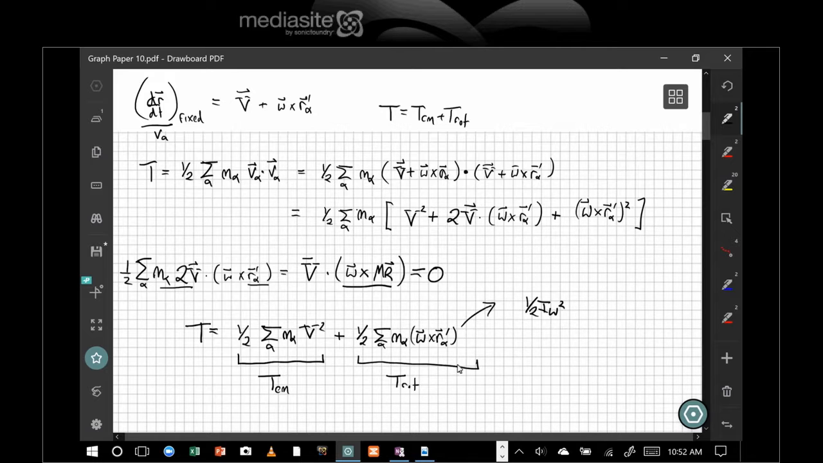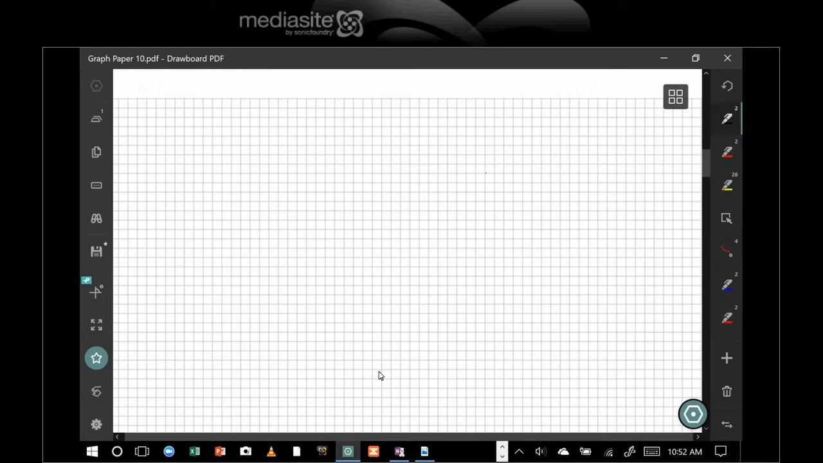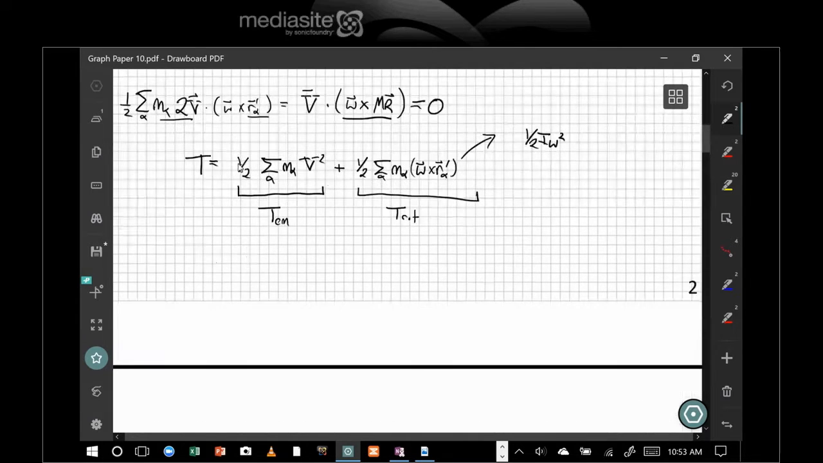But what we're going to show in class is that we can take this rotational term and express it in terms of something you recognize as the moment of inertia. Remember, these are vectors in 3 dimensions. Oh, one thing I forgot is the square. You have to be careful here. This is omega cross r prime alpha. That's a vector, and the square means I dot it with itself, so that gives me a scalar. Remember, kinetic energy is a scalar quantity.